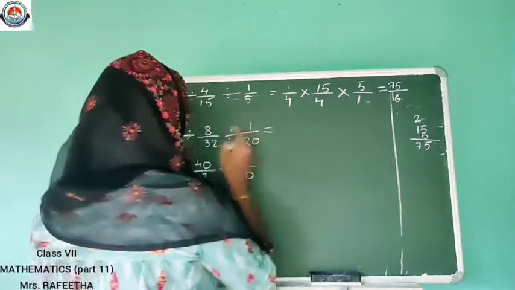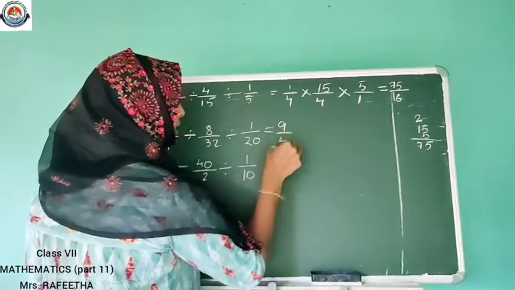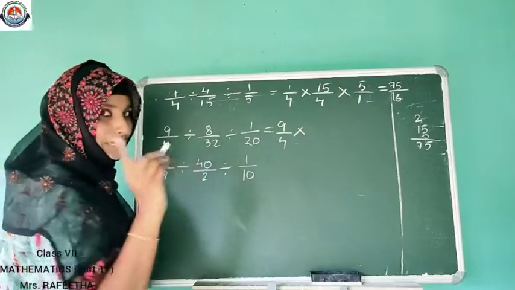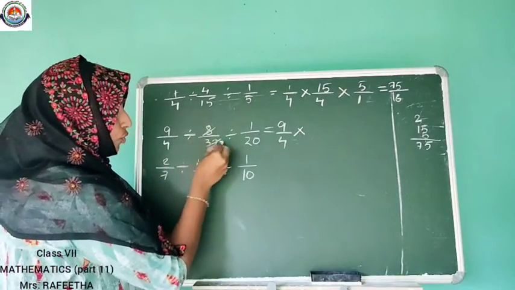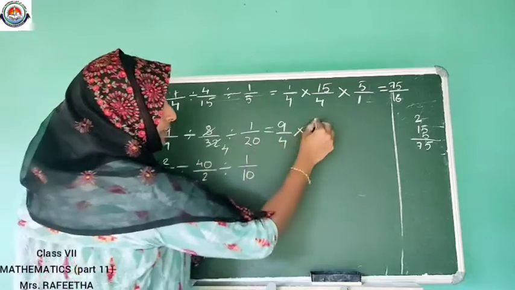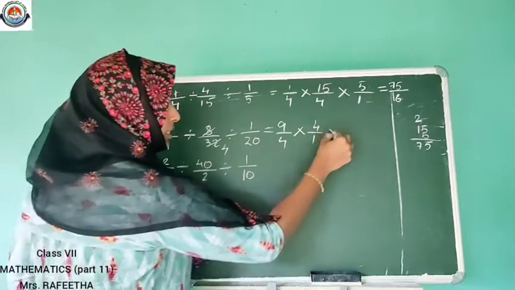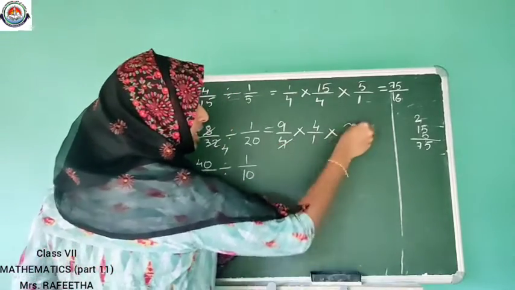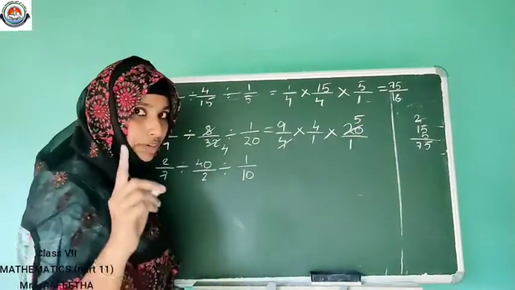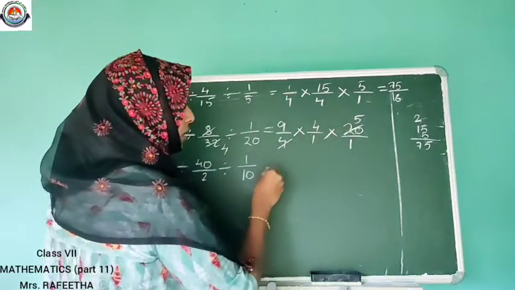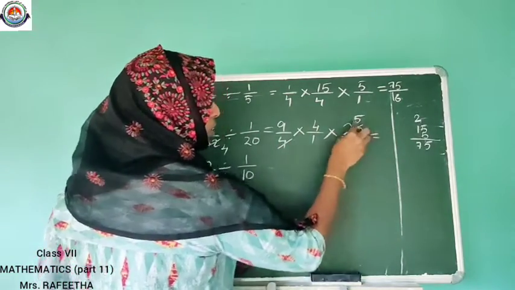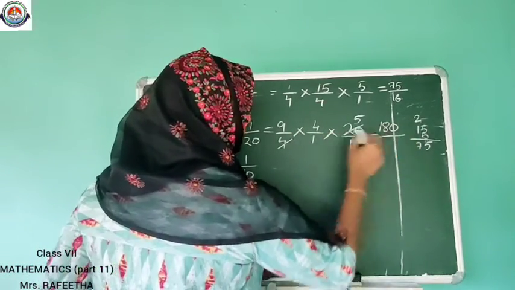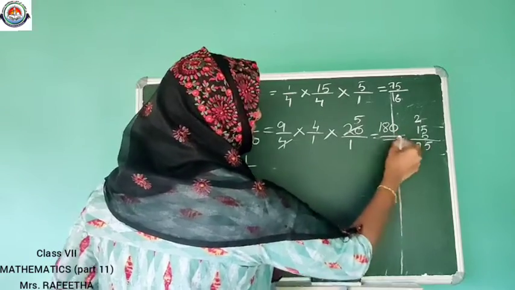Okay, the next: 9 by 4, division converting to multiplication, 8 by 32. From here itself we can cut. We know that 4 8s are 32. So 1 by 4, that we can write 4 by 1, into 1 by 20 means 20 by 1. This 4 and 20 we can cut it and write as 5. We know that 4 5s are 20. 20 into 9, 180. Divided by nothing is there, so 180 will be the answer.